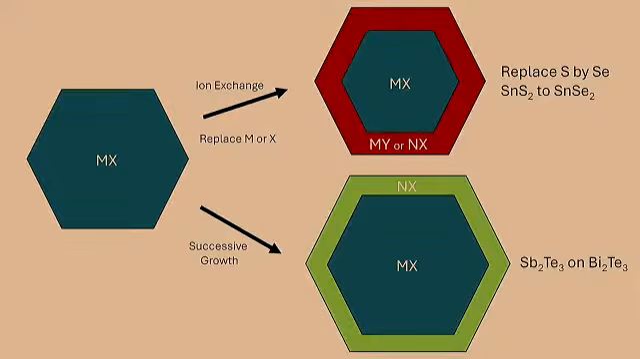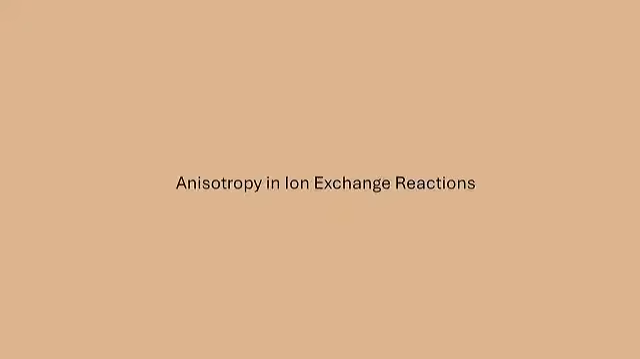The other way to do it is that we can start off with the MX and then grow NX on top. It turns out that it will only grow in this particular fashion because you already have a template from which it can grow, right? The first one is called an ion exchange reaction. We are either replacing the anion in the material or the cation in the material to form these lateral structures, right? So, very quick insights on what we have obtained.